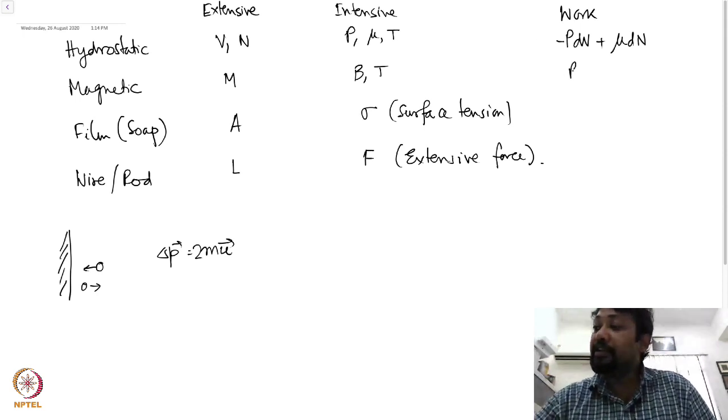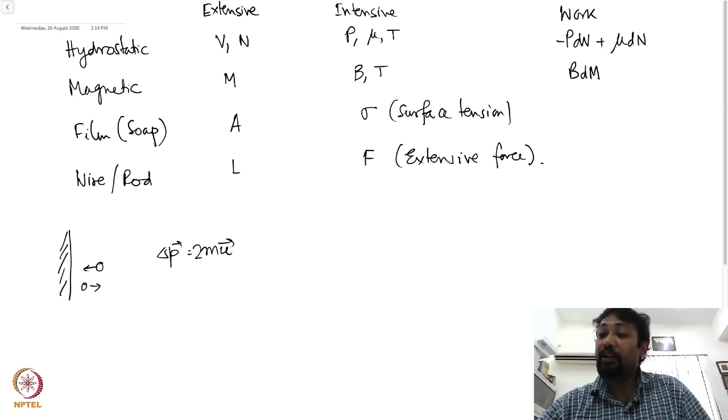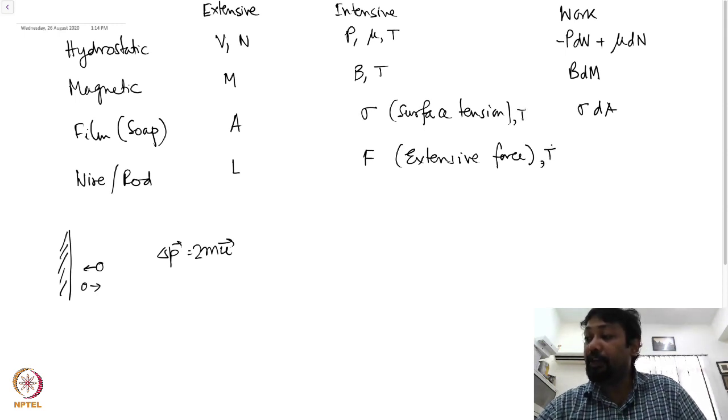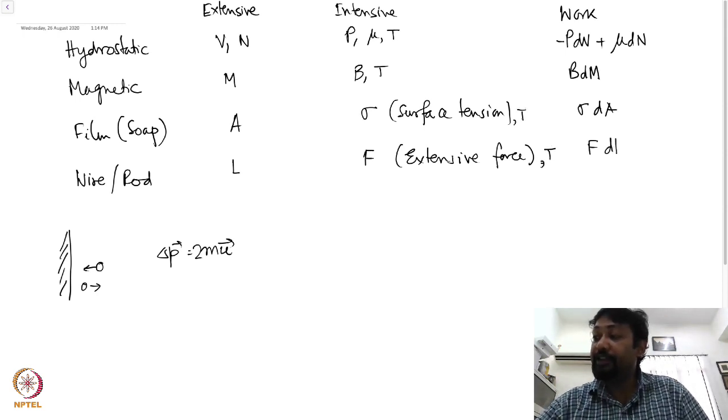For a magnetic system, I have B dM. For a soap film, I have sigma dA. The temperature is also here, the temperature is also here, and I have f dl.